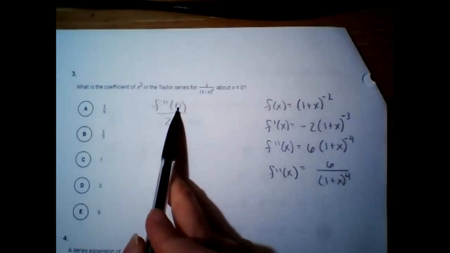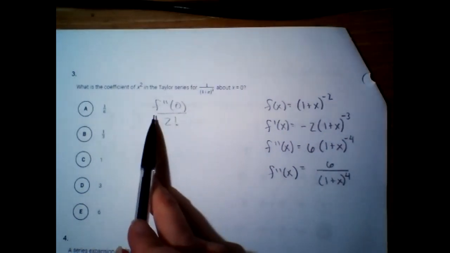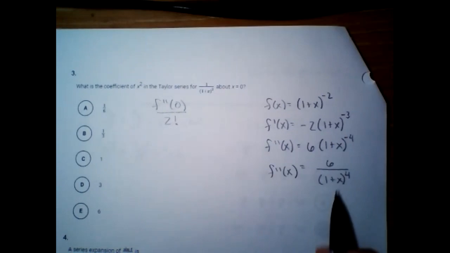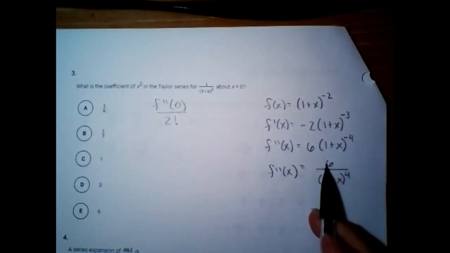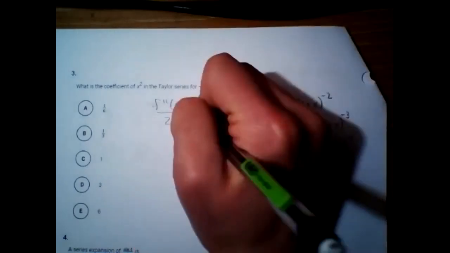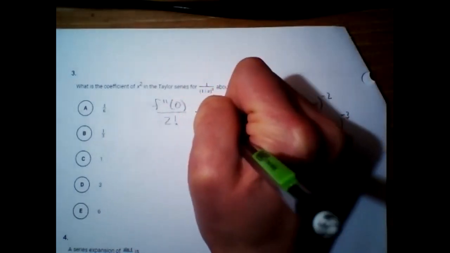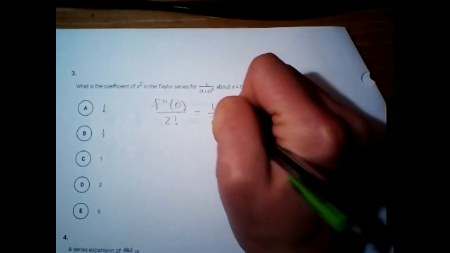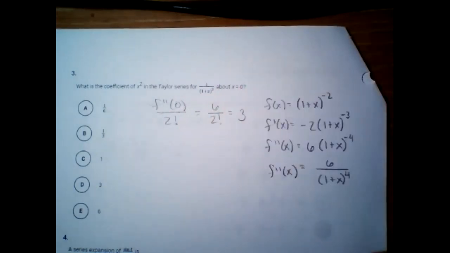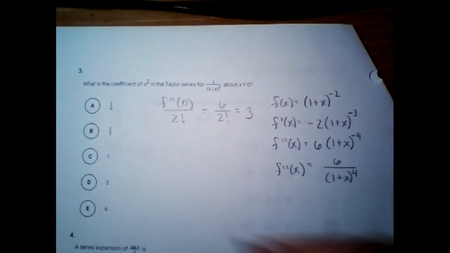So we want to plug in 0 to that and then put it over 2 factorial. So if we plug in 0 here, this denominator is just going to be 1. So that's just going to be 6 and then over 2 factorial, which is 2. That would be 2 times 1, which is 2. So 6 divided by 2 gives you 3. So that one is D.